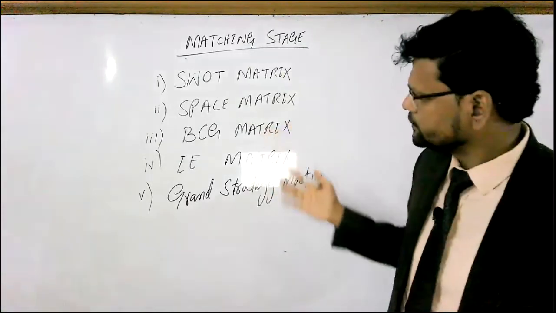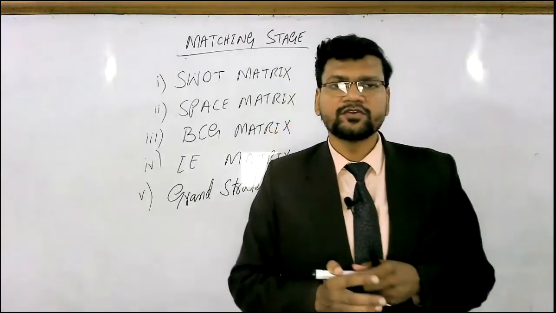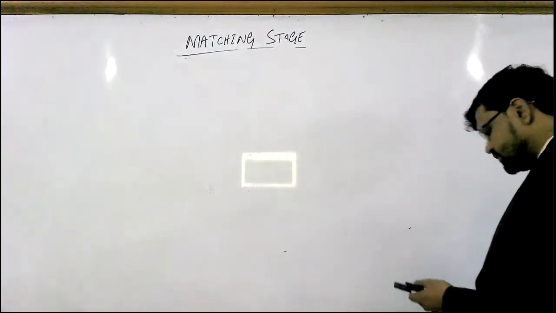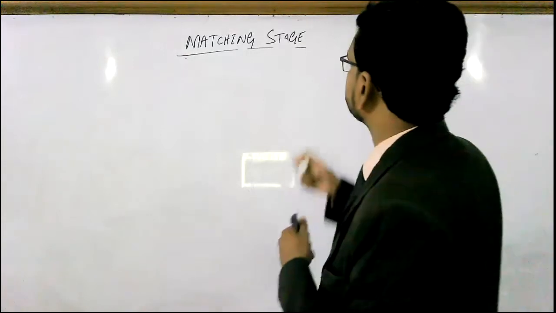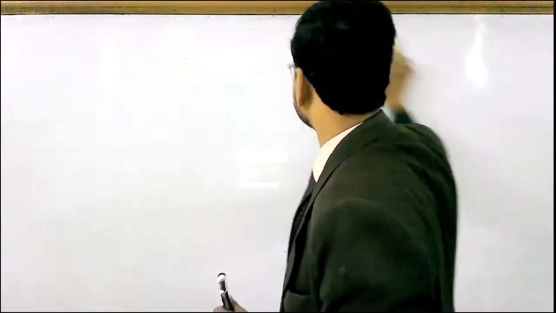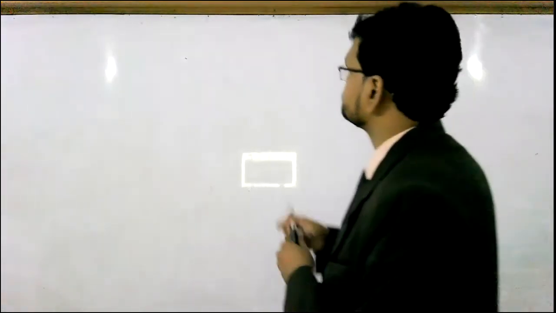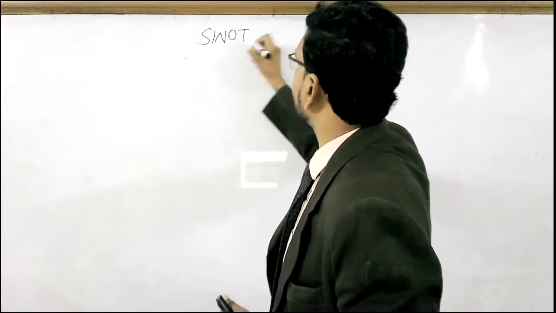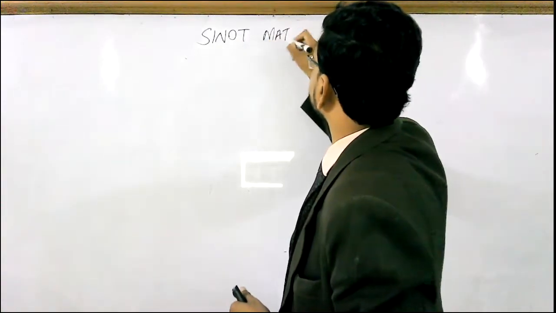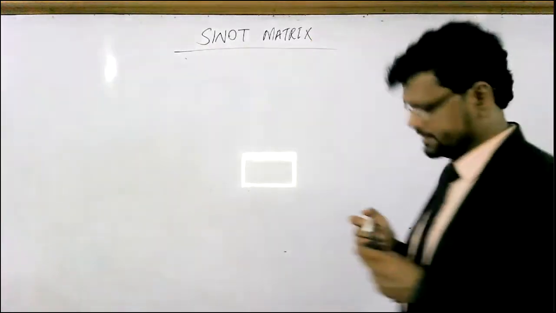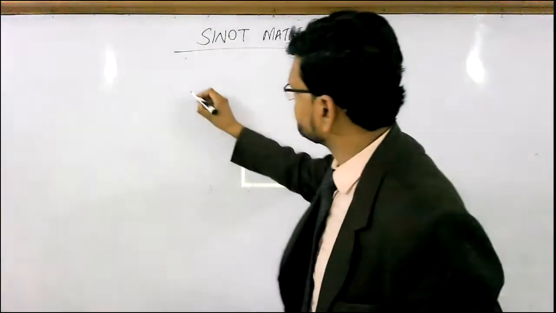One by one, we will see what these are and how you can complete this matching stage. The SWOT matrix: when we talk about the SWOT matrix, we are talking about the matching stage. In the matching stage, we have SWOT: strengths, weaknesses, opportunities, and threats. So how will we make this matrix?